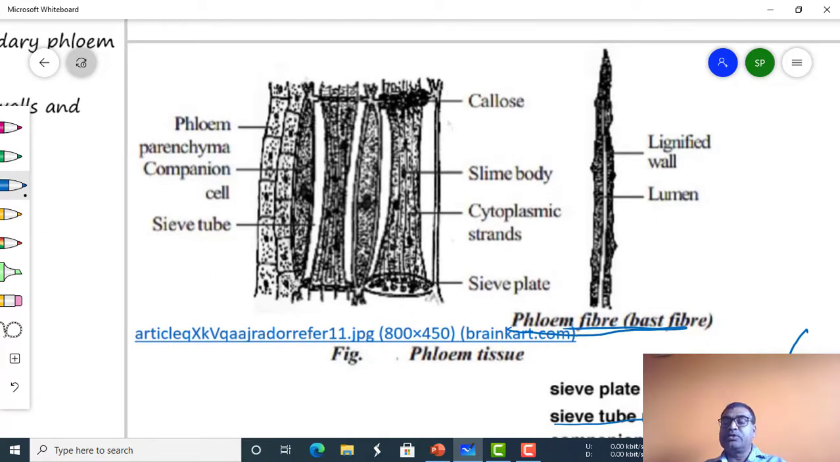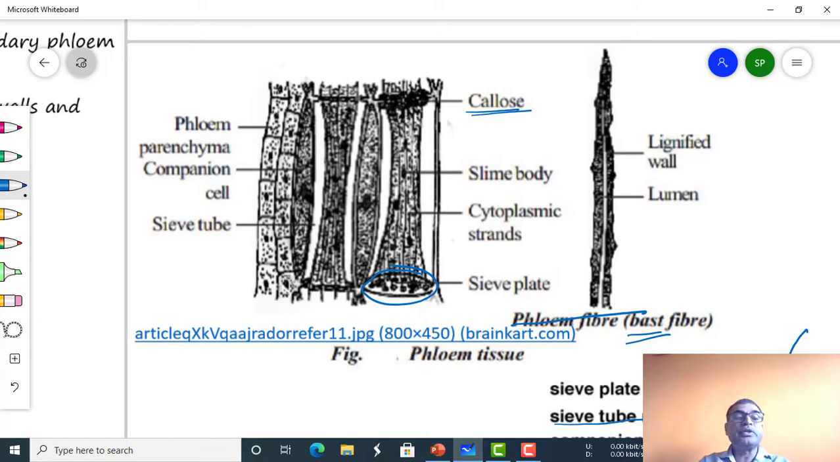What are the phloem fibers? Phloem fibers are actually sclerenchymatous tissue, or sclerenchyma type of cells, which are associated with the phloem. That's why it is called a phloem fiber, or this one is also called the leptome fiber or bast fiber, as leptome or bast are the same names for the phloem. So here callose is present. Usually callose is present in the area of the sieve plate, and where is the sieve plate present? The sieve plate is present in the sieve tube.